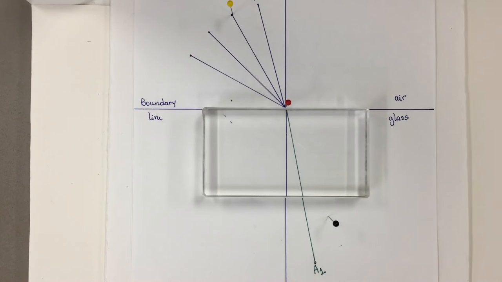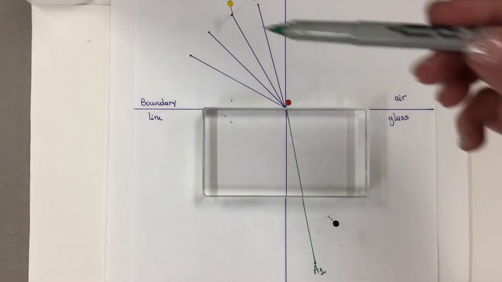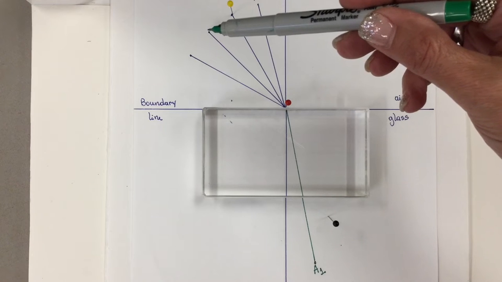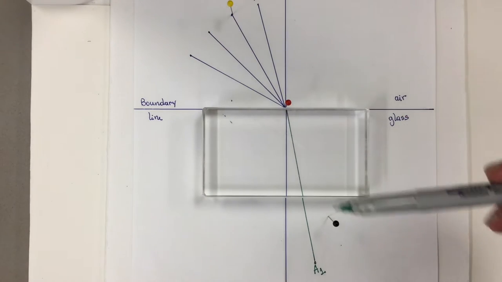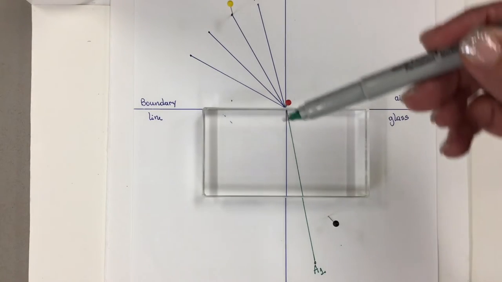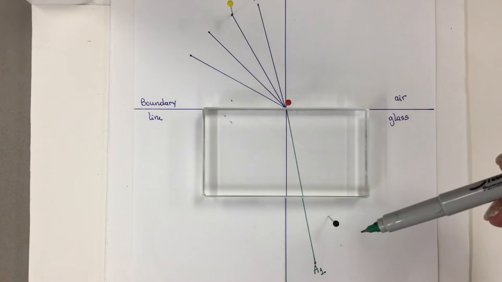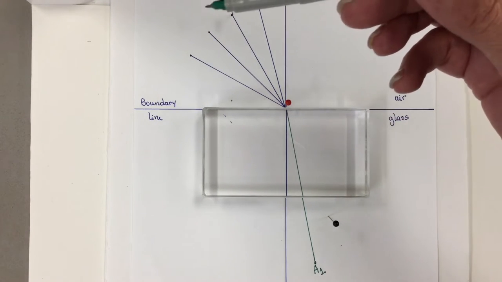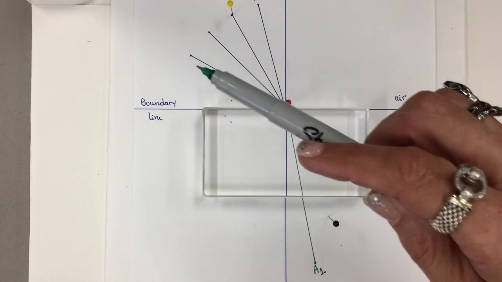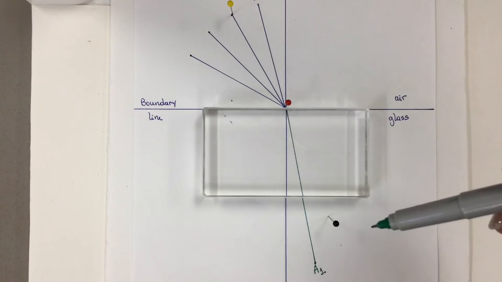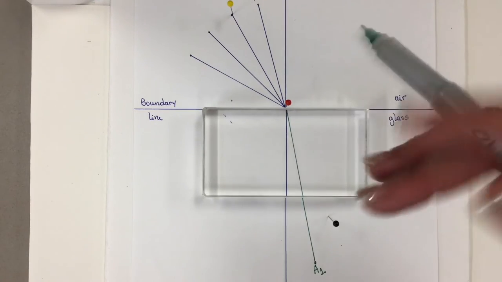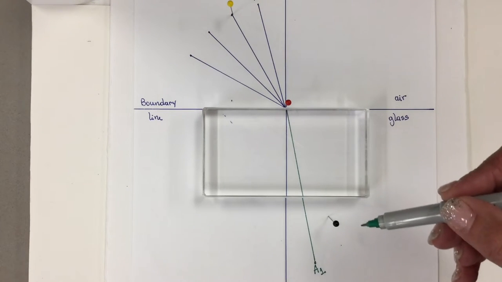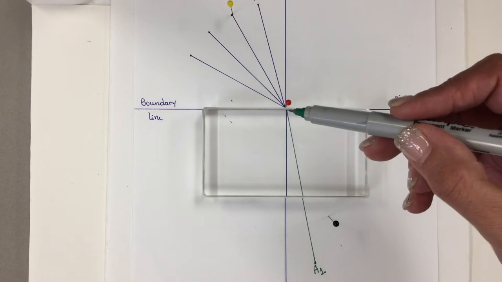To save some time, I'm going to move the yellow pin to the next angle, which is 45, and then proceed to align both pins on this side and mark here. And then I will do the same thing for I think this one is 60, and I will mark on this side. And then I remove the block altogether and connect my points where I saw through the glass with the intersection.